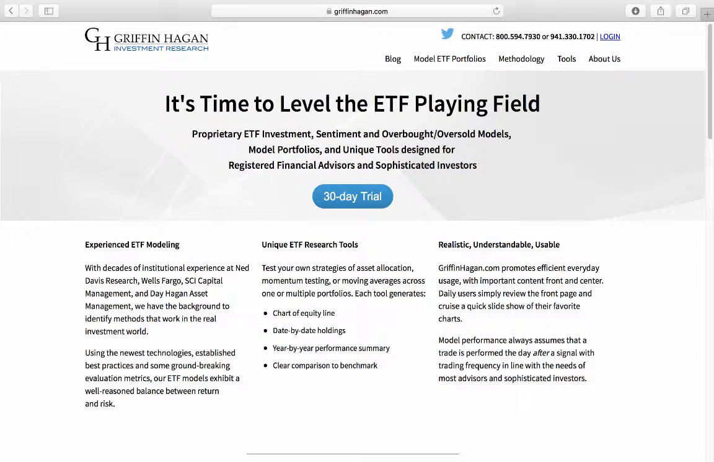That's a quick look at the Griffin Hagan ETF investment model. We recommend using this model to help you identify periods of potential opportunity versus periods of high risk. As a client, changes to this model will be emailed to you daily.